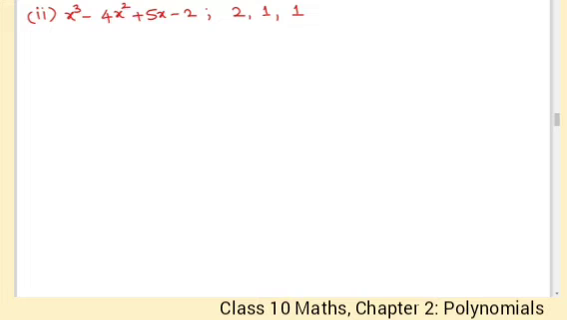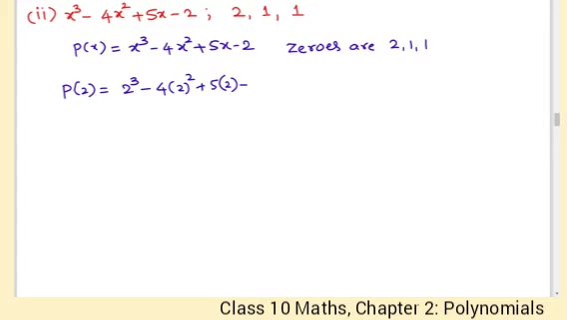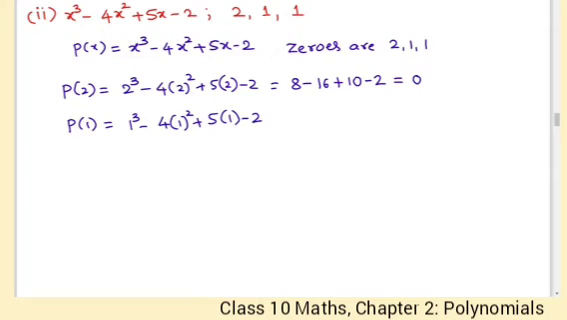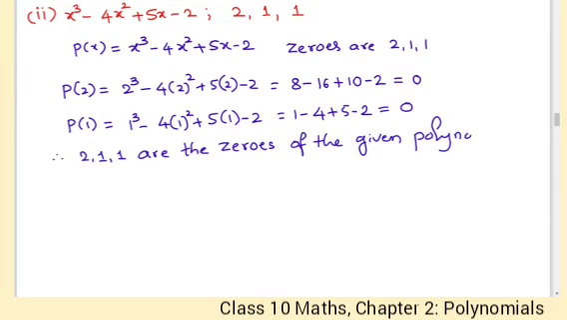Therefore, relationship between zeros and the coefficient is verified. Second one, x cube minus 4x square plus 5x minus 2. Here write down this polynomial as p of x and zeros are 2, 1, 1. So find out p of 2 and p of 1. So that should be equal to 0. Here p of 2 becomes 0. Now find out it for p of 1. So p of 1 should also be 0. Now it is 0. Therefore 2, 1, 1 are the zeros of the given polynomial.